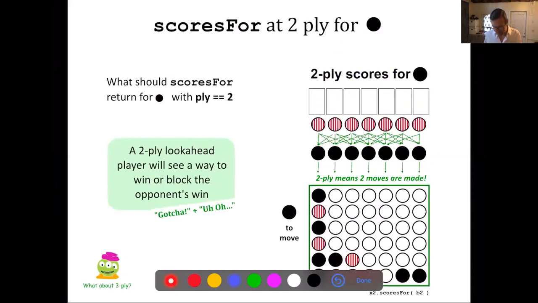Okay. Now it gets more complicated if I'm putting myself in the 2-ply position. In the 2-ply position, I have to go through that logic twice for every square. Again, in the 2-ply position, we're looking at both wins and blocking wins. I think we'll see an easier way to think about this in the future, so I'm not going to go through each of these columns individually.